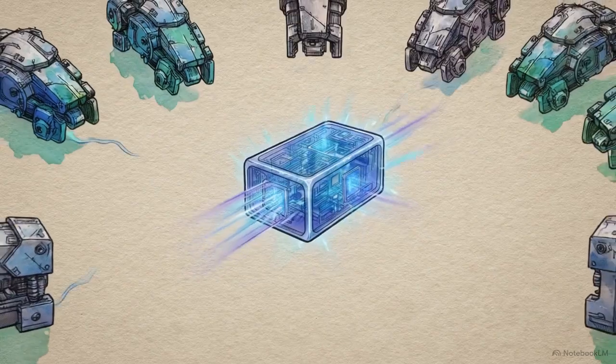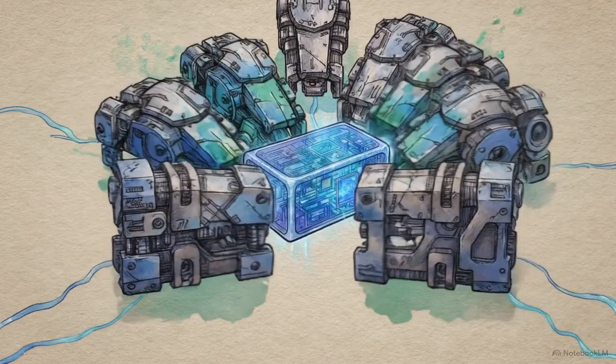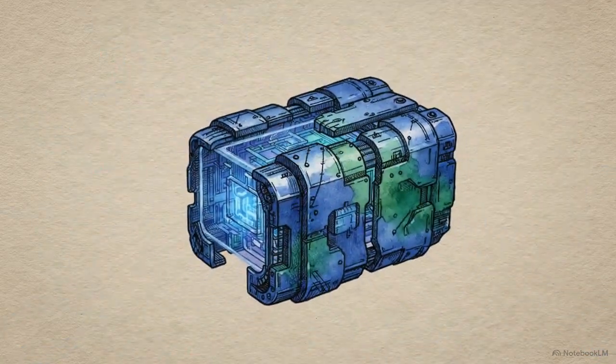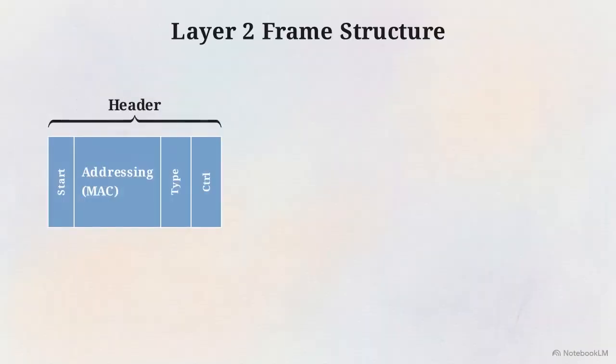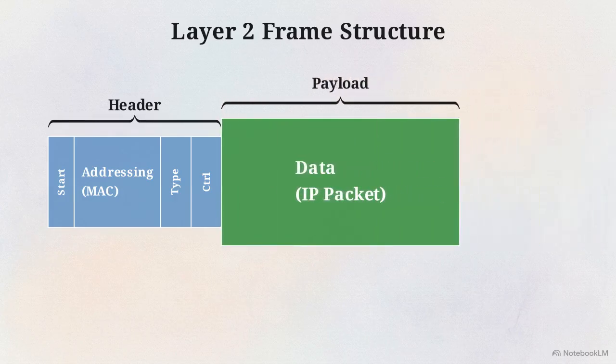Before transmitting data onto the wire, the MAC sublayer must wrap that Layer 3 packet into a temporary protective structure. We call this a frame. Every frame begins with a header, holding source and destination physical addresses for the local link. Next is the data payload, the untouched Layer 3 IP packet. Finally, the trailer contains the frame check sequence, FCS, a checksum to detect physical corruption on the wire.